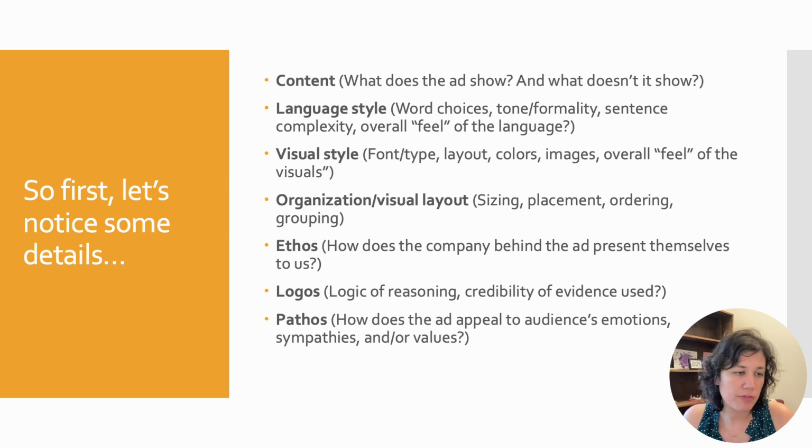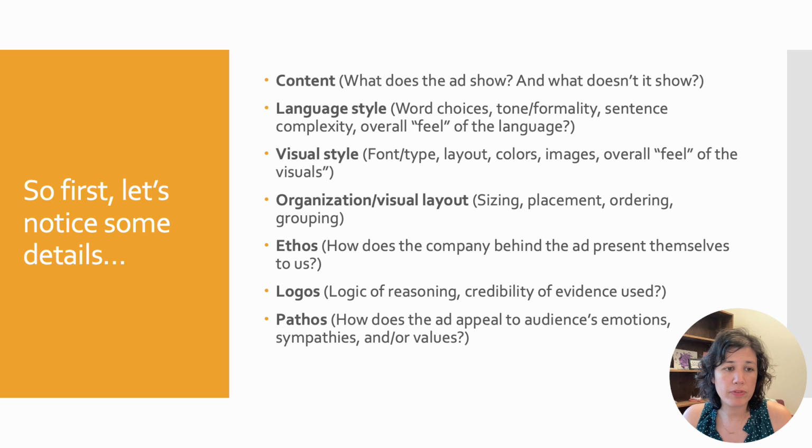So here is a big fat list. These are examples of the kinds of details that you might notice in a text. So content. What does it show? What doesn't it show? What does it talk about? What doesn't it talk about? You could notice details about the language style, word choices used, sentence complexity, tone or formality, the visual style as well, how things are laid out, what kinds of colors are used, what kind of images are included, how do things feel overall, the organization or, in this case, visual layout, sizing, where things are placed or ordered or how things are grouped together.